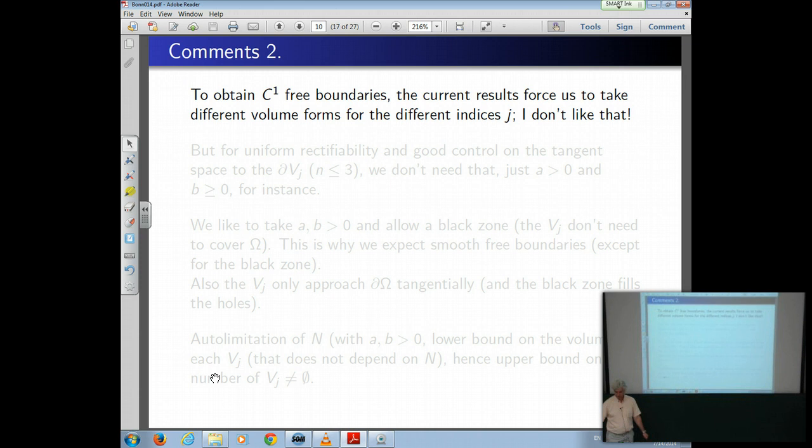It helps in the proof. I'm not completely convinced yet that it's needed. And for us, it would be a little bit strange because we don't see why one region would be favored compared to another one. So I think it's an interesting thing to look at.